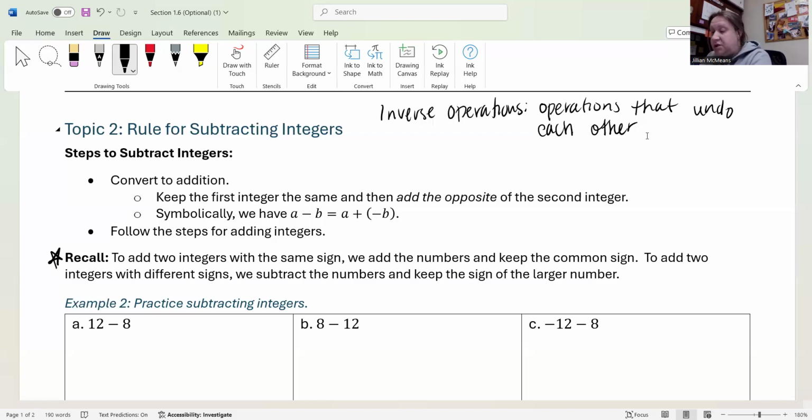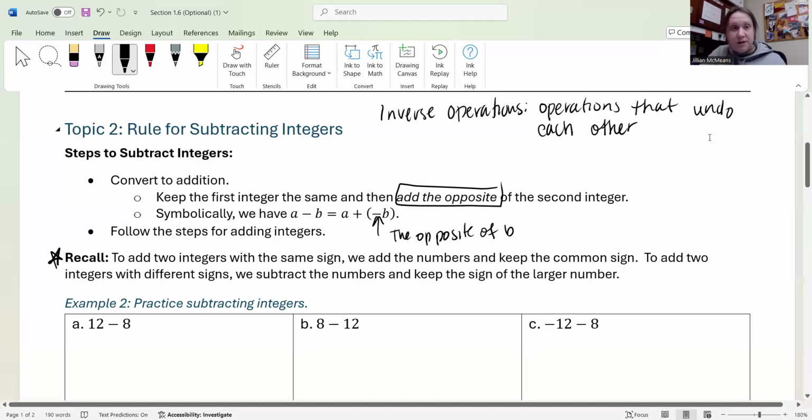In order to convert to addition, keep the first integer the same and then add the opposite of the second integer. Symbolically, if you're starting with a minus b, so you've got positive a, you're subtracting positive b, you convert that by leaving a alone, and then we add the opposite of b. That negative in front of b right here just stands for the opposite of b. So if we're subtracting a positive, we would add a negative. If we're subtracting a negative, we would add a positive.